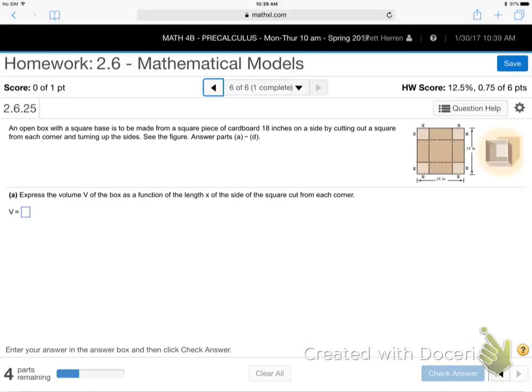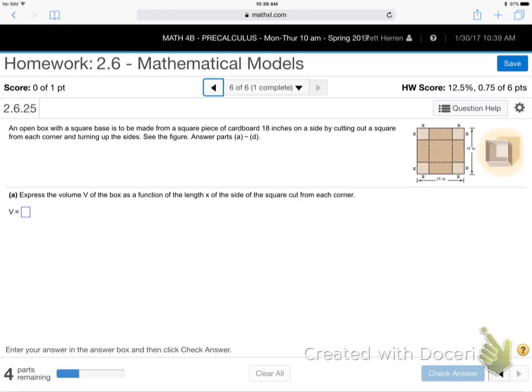Big old box thing. An open box with a square base. Maybe we'll do this one all the way through. We have 10 minutes. An open box with a square base is to be made from a square piece of cardboard, 18 inches on the side, by cutting out a square. You can see in the picture what they're talking about. They're basically going to take a flat piece of cardboard and cut out 4 little squares, one from each corner, and then fold it up into a box. It'll have no top.